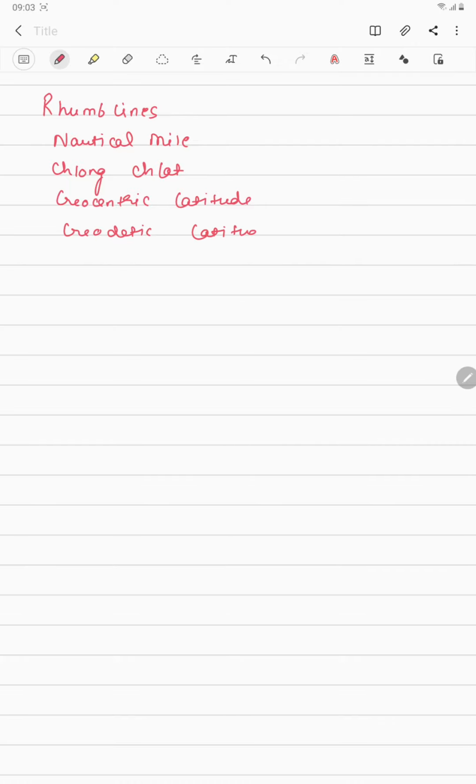The topics which are left for us to cover are the rhumb lines, and then we will be talking about what a nautical mile is and how to define a nautical mile. Then we will be covering an important topic: how to calculate the change of longitude, which is the d-long, and the change of latitude, which is the d-lat. Apart from these, I'm going to tell you about what your geocentric latitude is and what your geodetic latitude is. After we are done with all these things, we will be covering the rhumb line distance and what your great circle distance is.